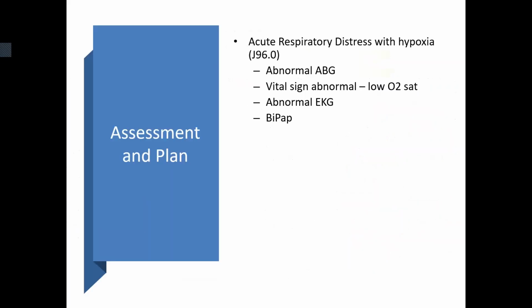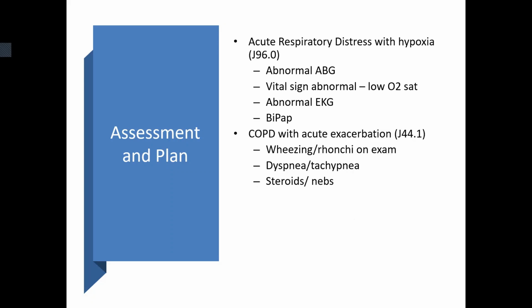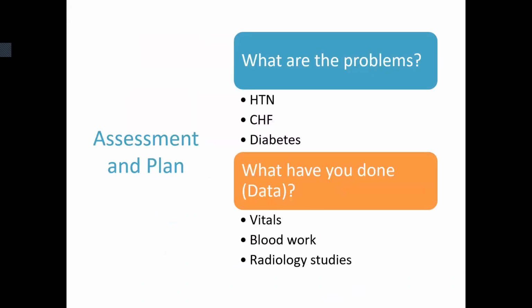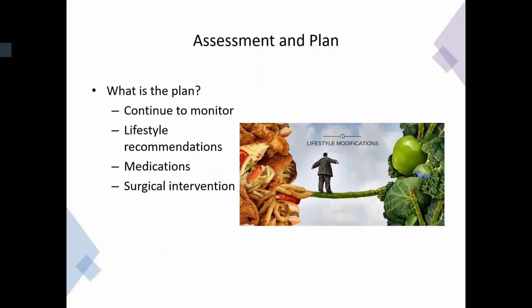What you do want to include in your assessment and plan is what your diagnosis is: acute respiratory distress with hypoxia. You have an abnormal ABG, you have abnormal vital signs, you have a normal EKG, you've put them on BiPAP. You've got COPD exacerbation, you're giving them steroids, nebulizers, you've got pneumonia, you're starting antibiotics. You've looked up your ICD-10 diagnostic codes for this. So what is your assessment and plan? It's what are the problems and what have you done to fix them? So if someone that comes in to see you just needs lifestyle modifications, you're going to document that. If you're recommending medications, you're going to include what you're doing there. If you're recommending a surgical intervention, you'll include that.